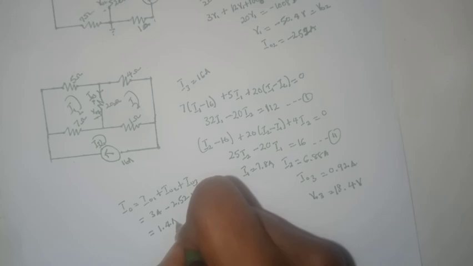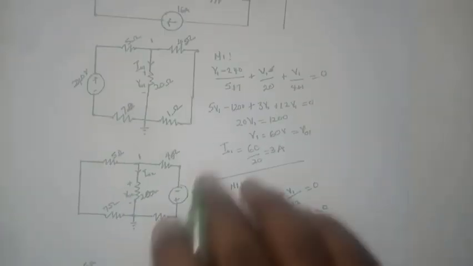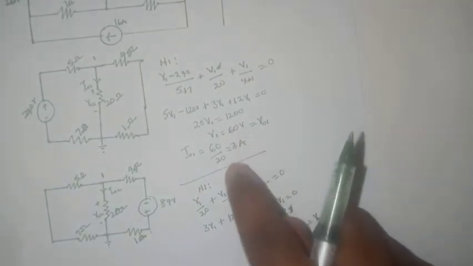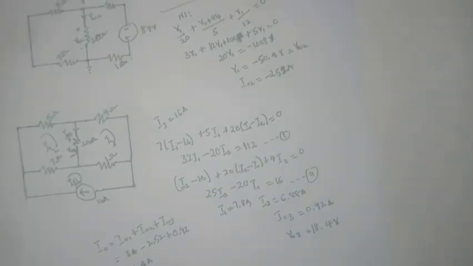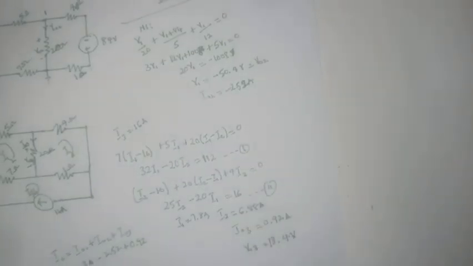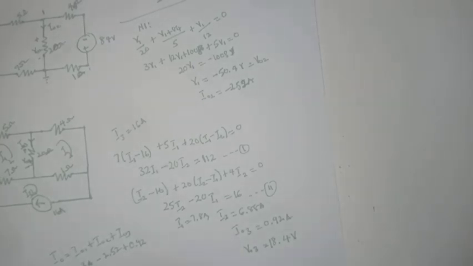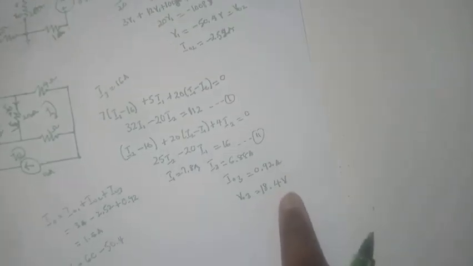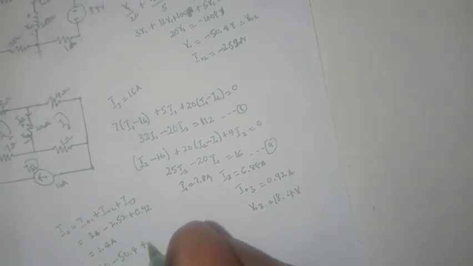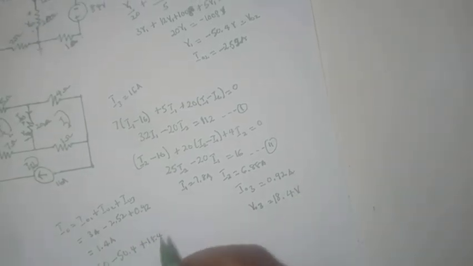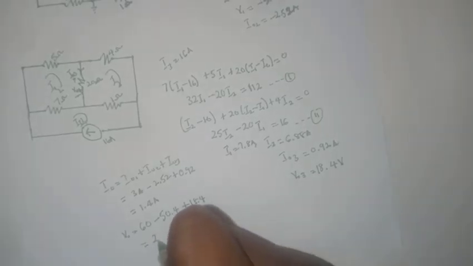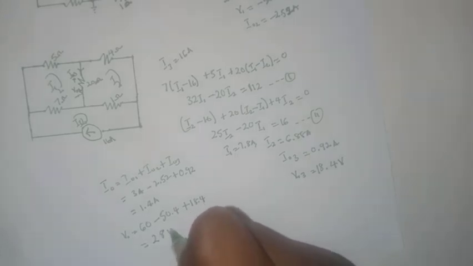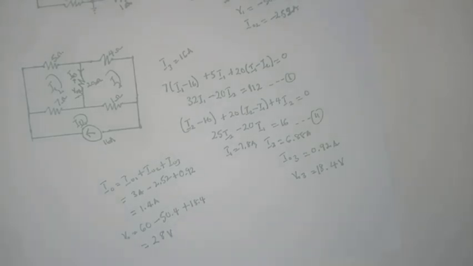All of this equals 1.4 amperes. And then the voltage: V naught will be equal to 60 plus minus 50.4, plus 18.4. V naught would be equal to 28 volts, and that will be all for today. Thank you for watching. Bye.